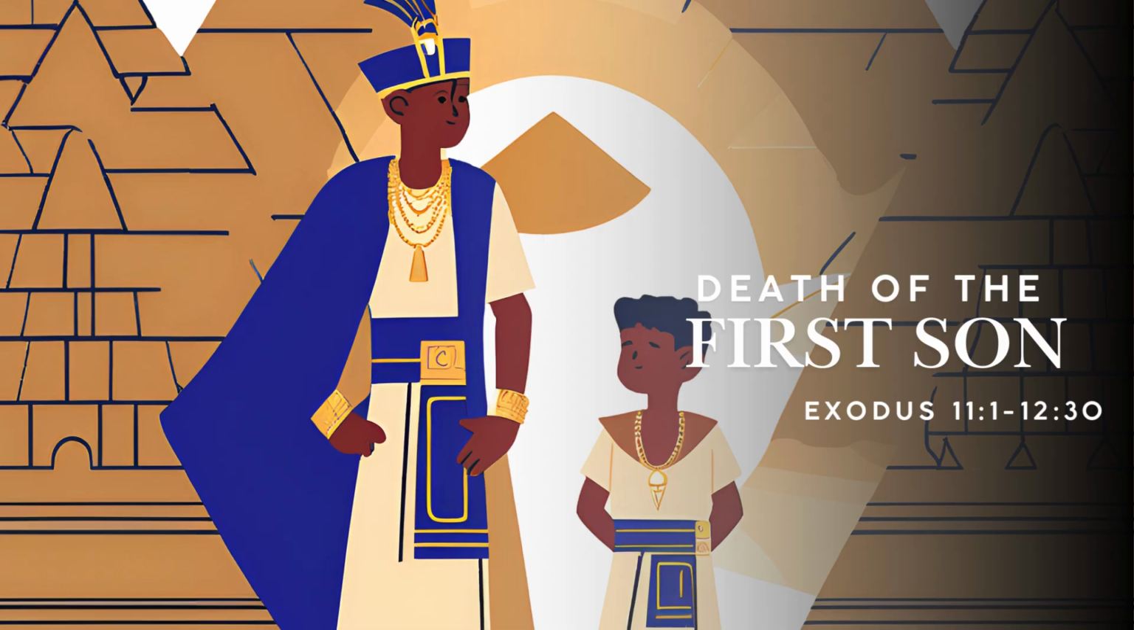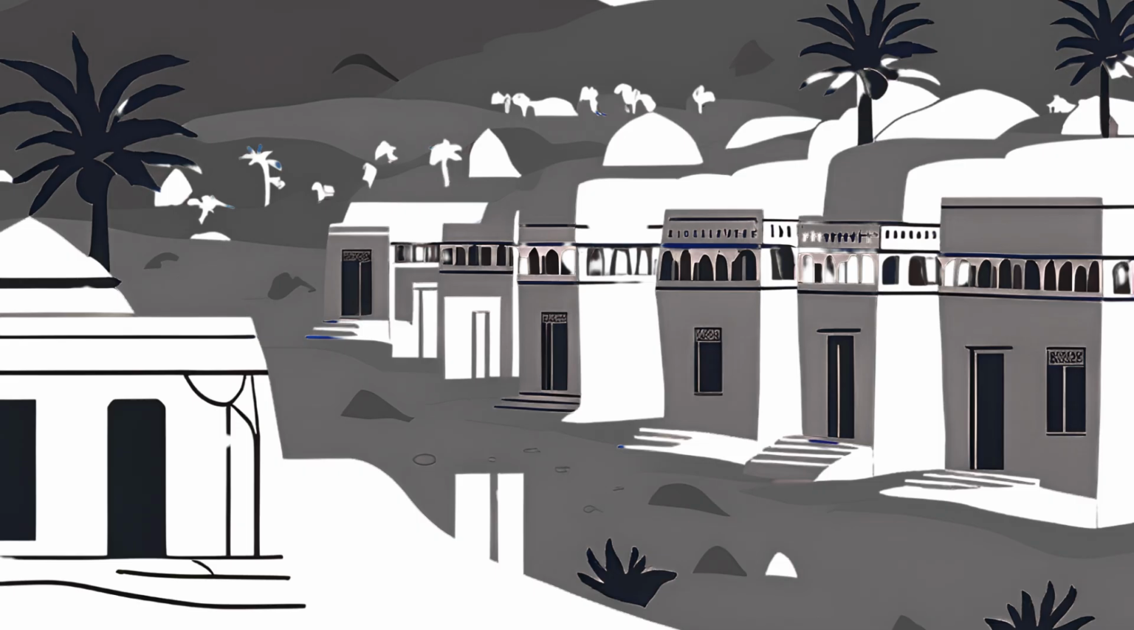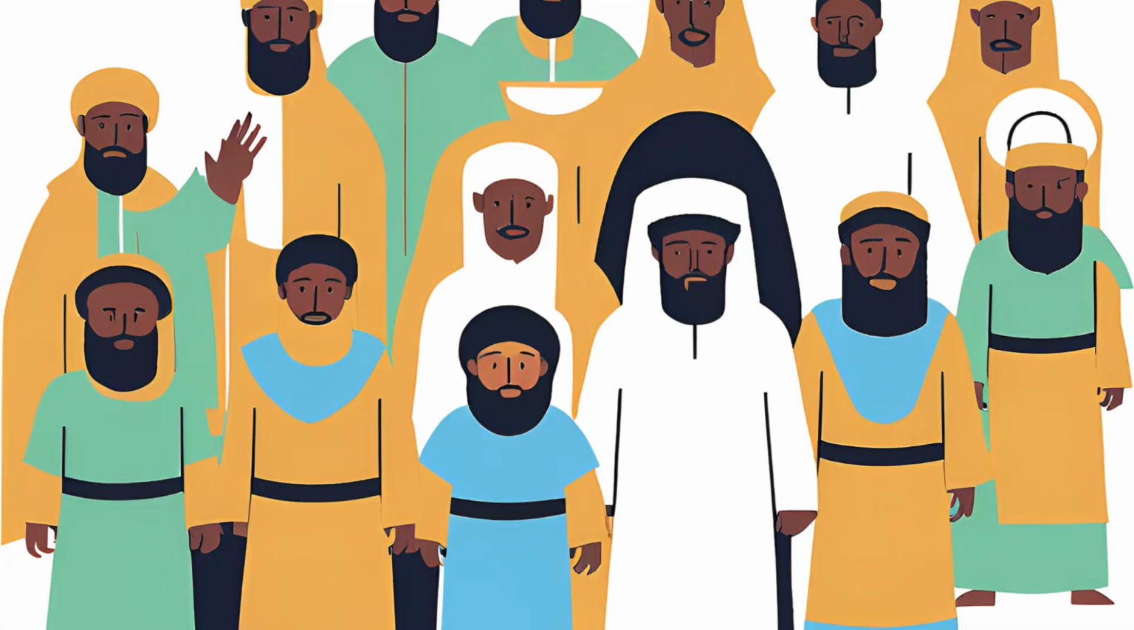Lastly, 10. Death of the firstborn. This last plague was recorded in Exodus 11 verse 1 to 12 verse 30. At midnight, God strikes down the firstborn of every Egyptian family, including Pharaoh's son, and even firstborn animals. The Israelites are protected by the blood of the Passover lamb on their doorposts.